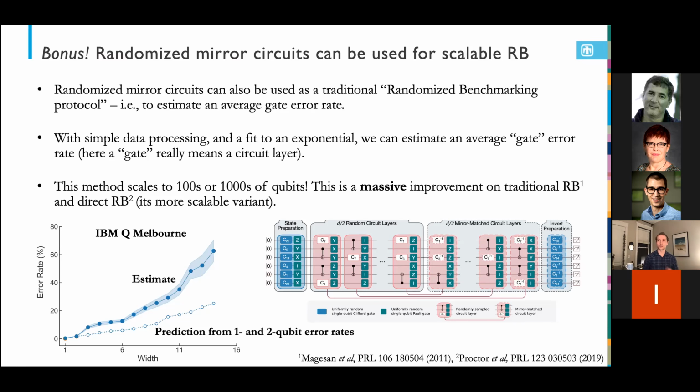What we can actually do is extract the average fidelity of their circuit layers as you vary the number of qubits in them. We can also compare that to the prediction, and this is a useful way to quantify the immersion errors, so particularly crosstalk going on in their device.